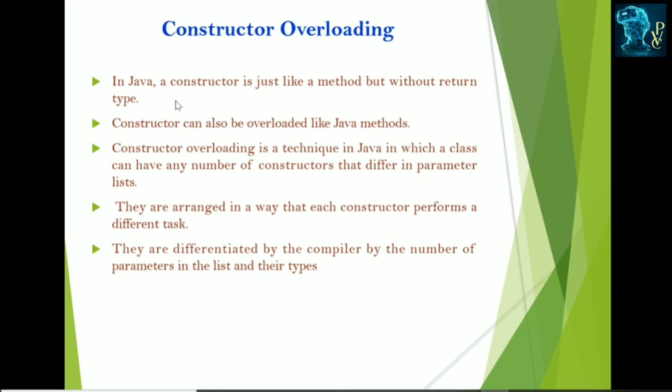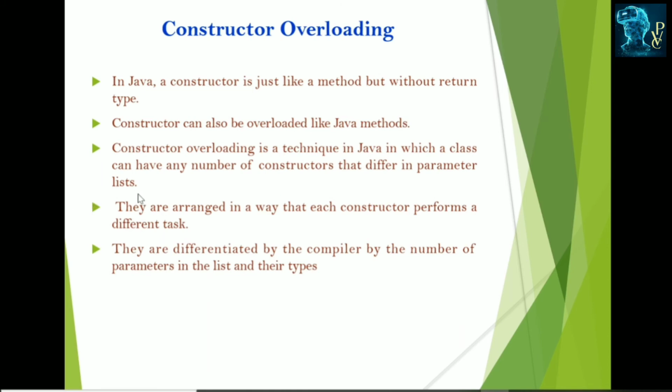Constructors do not return any values to the calling statement because constructors are automatically invoked when we create the objects. But methods are invoked explicitly. We have to invoke them with the help of objects by using the dot operator. But a constructor need not be called. These are automatically invoked when we create the objects. So constructors can also be overloaded like methods. Constructor overloading is a technique in Java in which a class can have any number of constructors that differ in parameter lists only.